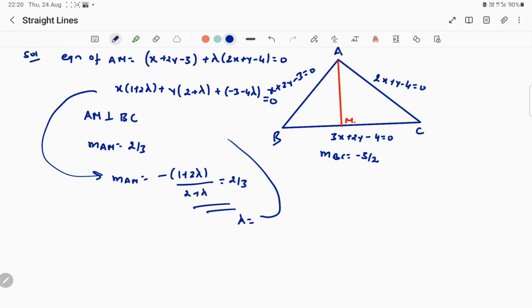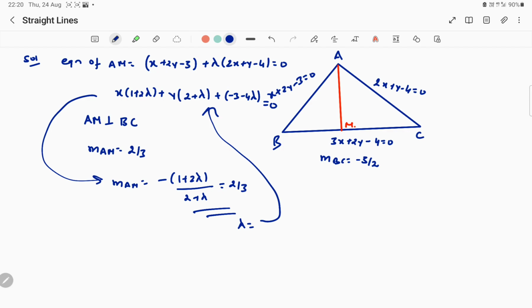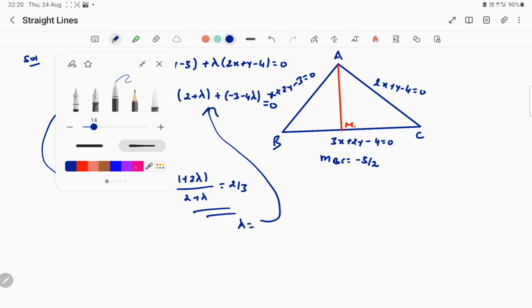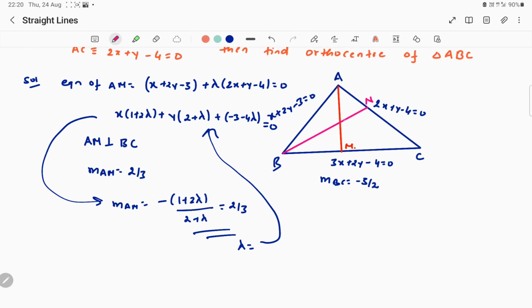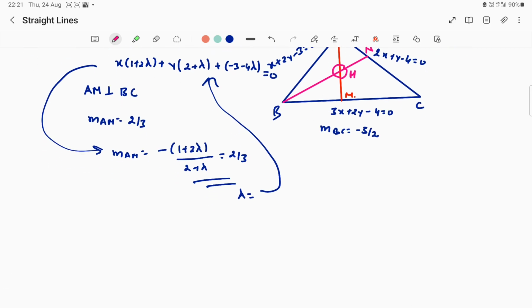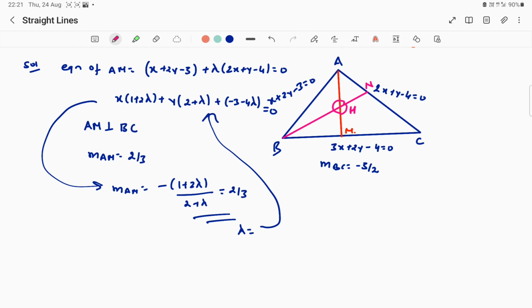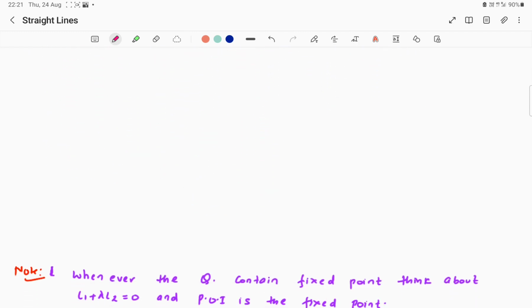Once you get the lambda value, you can substitute that value here and you can get the equation of AM. I hope we are clear. So once you get the equation of AM, you can repeat the process to find the equation of BN, isn't it? Same logic. Once you get the equation of AM and BN, solve them. The point of intersection is going to be the orthocenter. So please make sure you solve this. Again, I have given you the idea. Calculation part is on you. Solve it, and if you want to verify the answer, you can comment the answer. I'll respond to it.